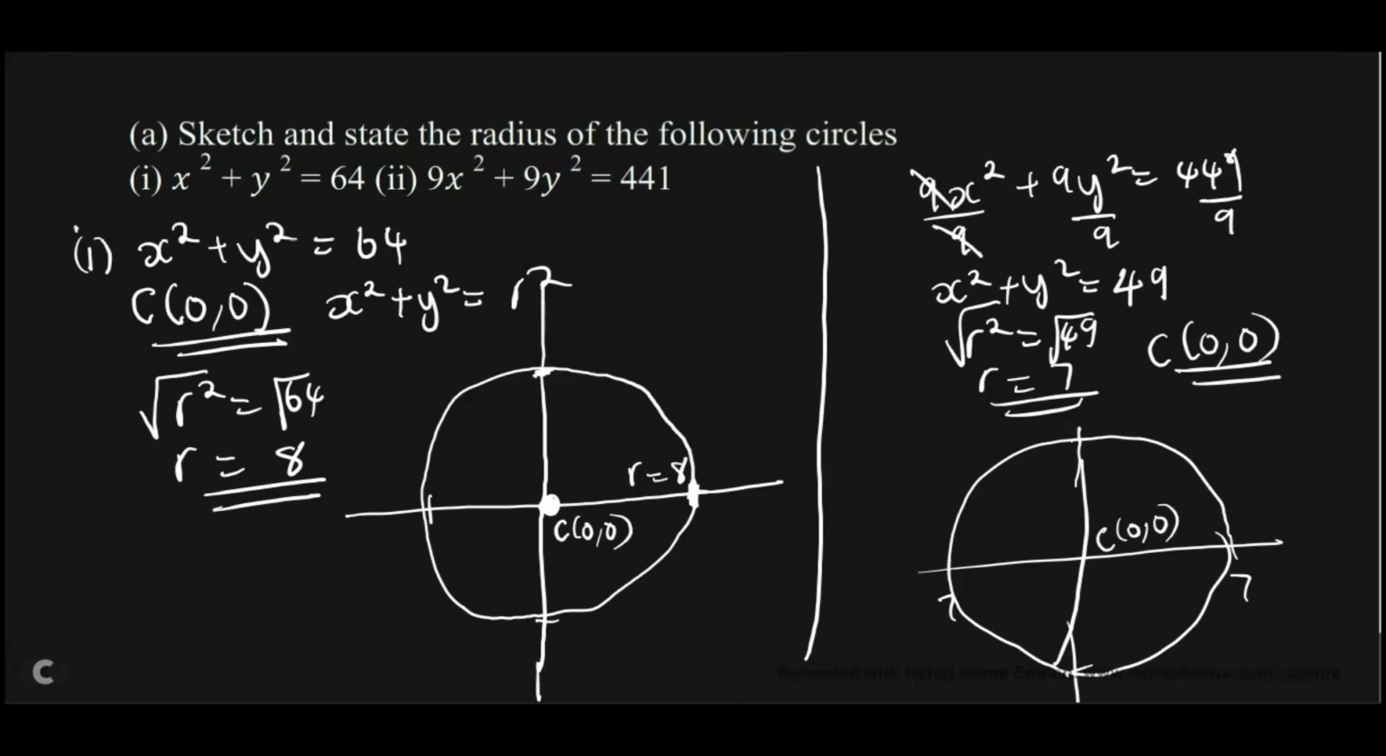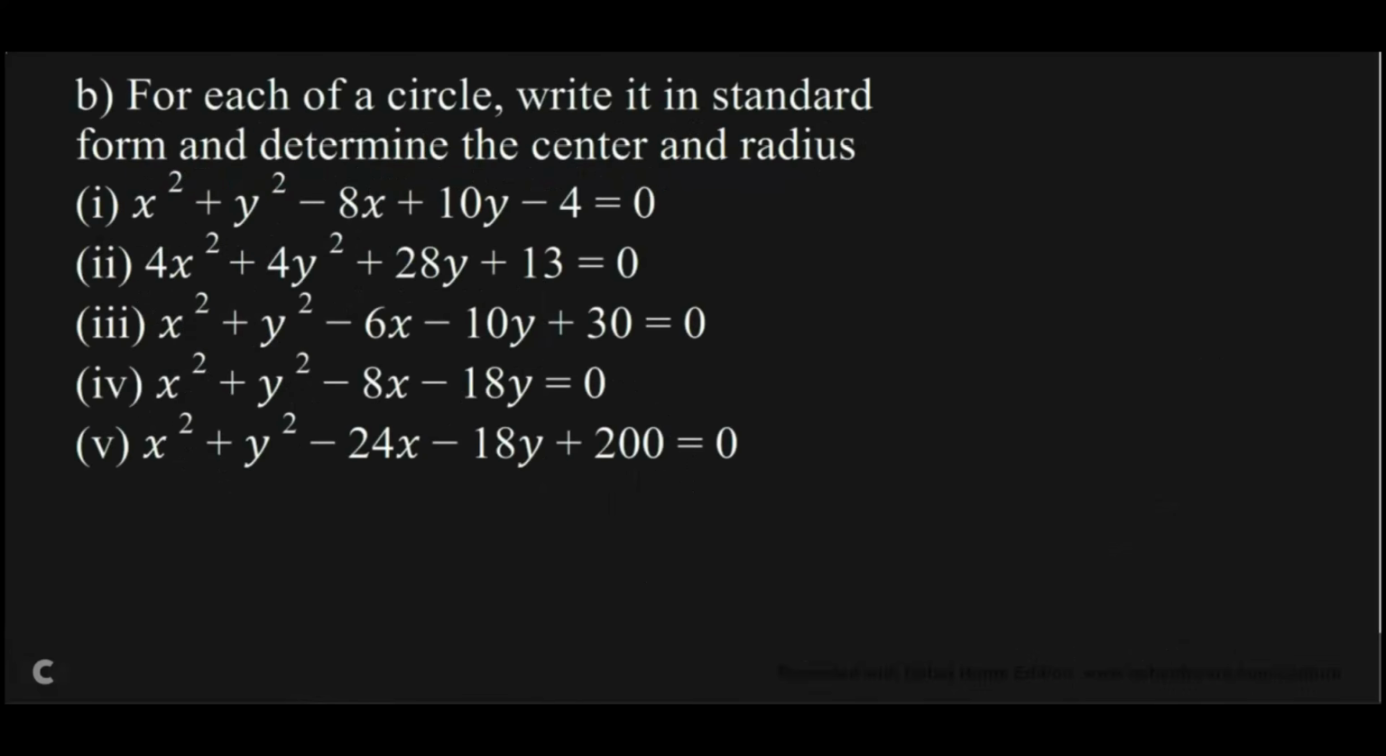Now let's go to another question. So another question is saying, for each of a circle, write it in standard form and determine the center and the radius. So in short, you have been given the general equation. Since we have been given the general equation, you need to take the general equation into standard equation. So the question is, what do you do if you have something like that?